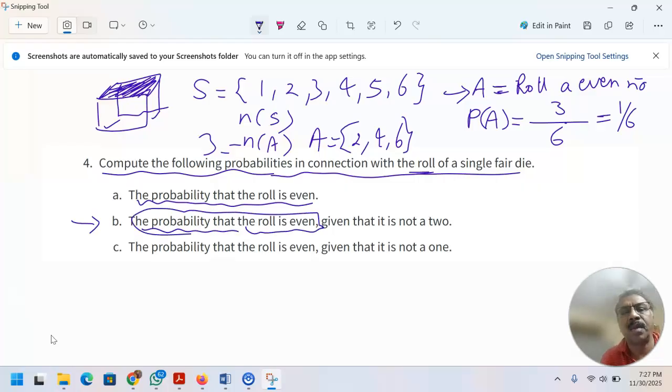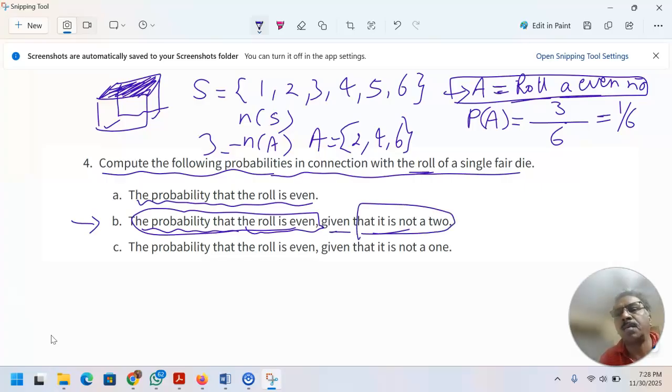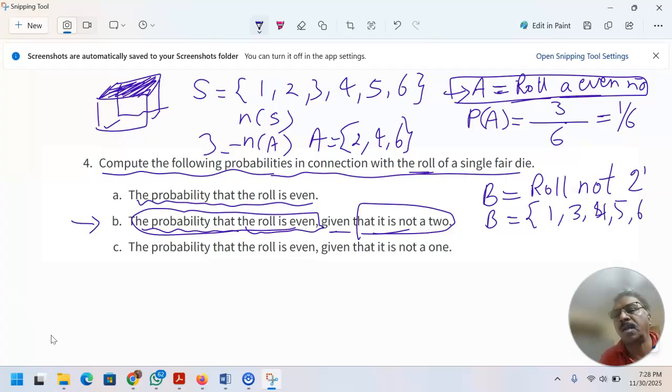Next is to find the probability that the roll is even, given that it is not 2. So A is the roll is even, and let's call B the roll is not 2. Roll not 2 means it is other than 2. Basically it is 1, 3, 4, 5, and 6. These are the outcomes which are not 2.